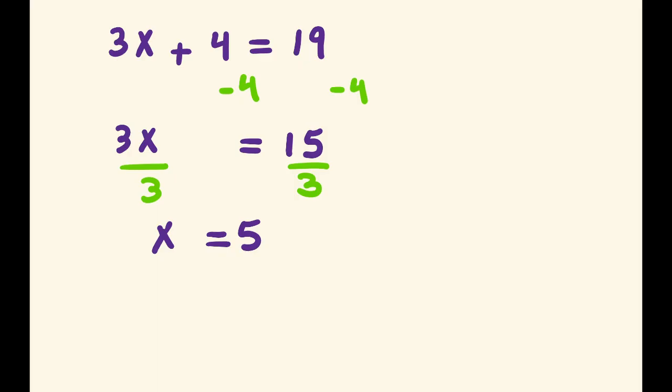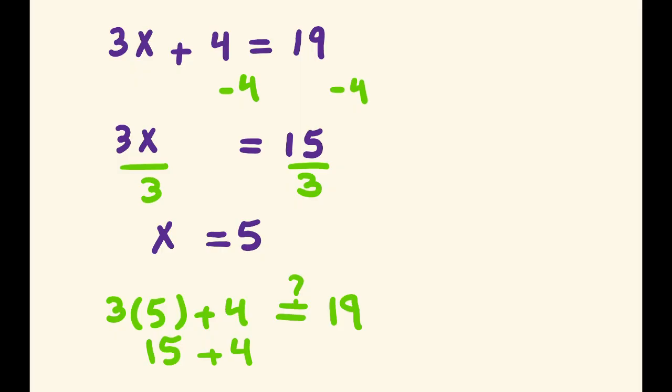Always check your answer. How can we check the answer? We plug 5 into the original equation, and then we have 3 times 5 plus 4, and we check if the answer is equal to 19 or not. 3 times 5 is 15, then we add 4, and yes, it's equal to 19.